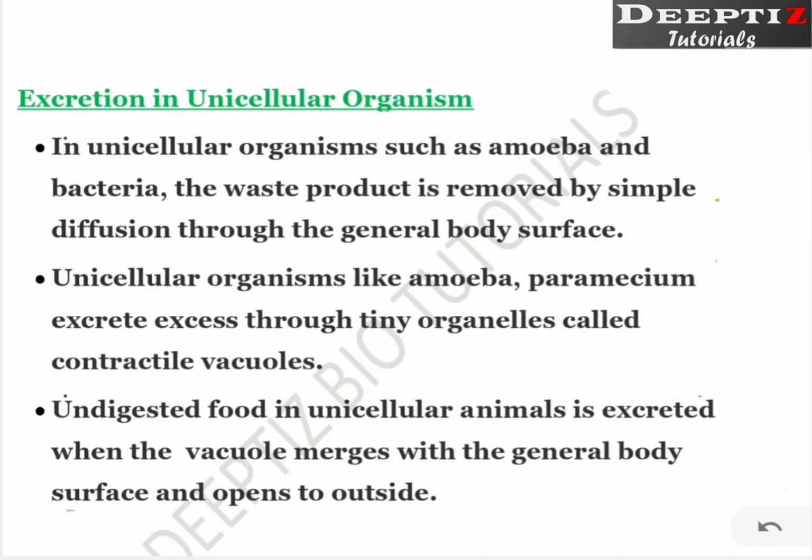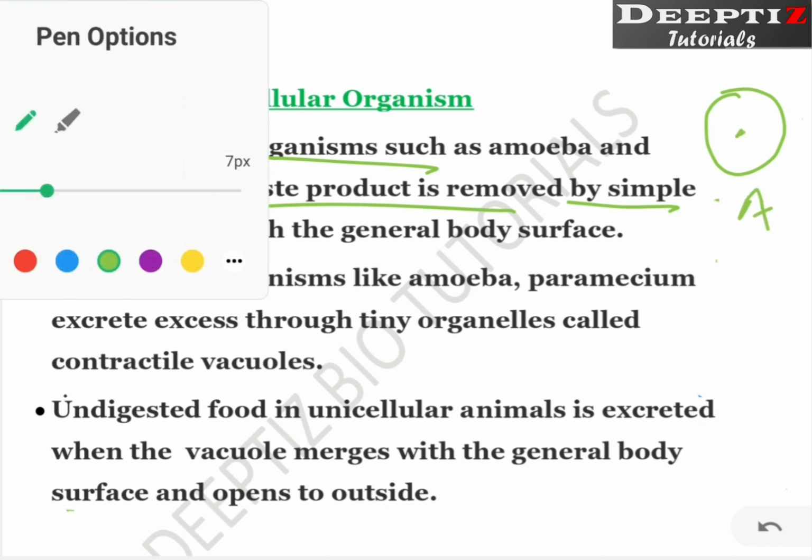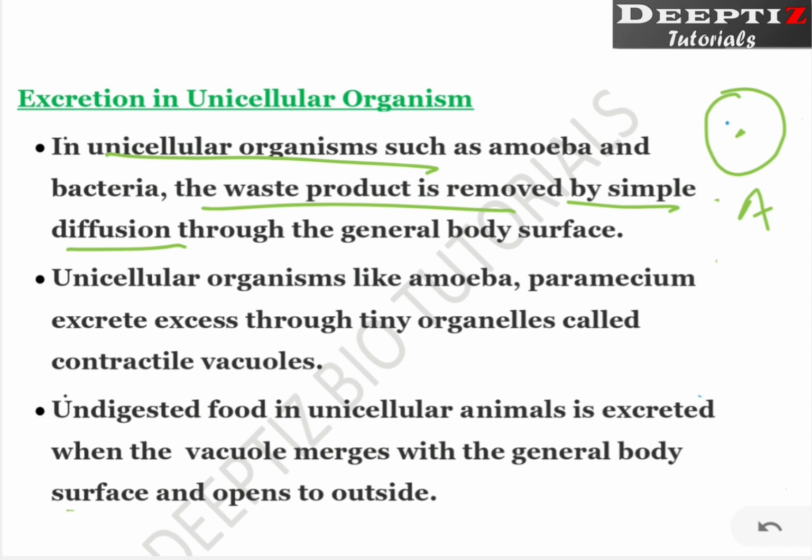Now what about unicellular organisms? Unicellular organisms remove the waste products by simple diffusion. What is the meaning of simple diffusion? Suppose this is one of the organisms. Just imagine this is organism A, and in this organism the waste products are more inside the cell and less outside. So what happens? Diffusion takes place. Diffusion is the movement of particles from higher concentration to lower concentration. Where is it higher now? Inside this organism, right? So from inside to outside, this waste will be going.